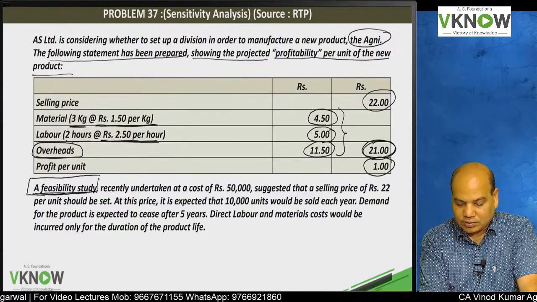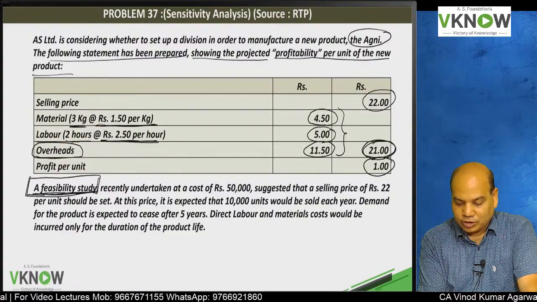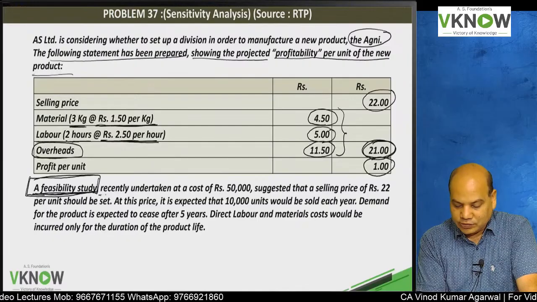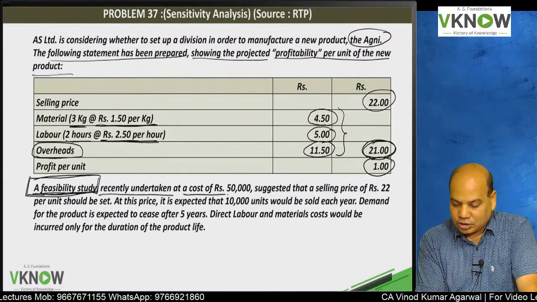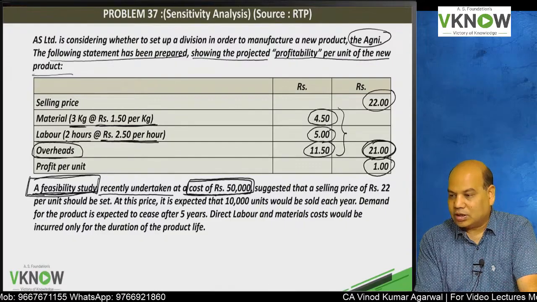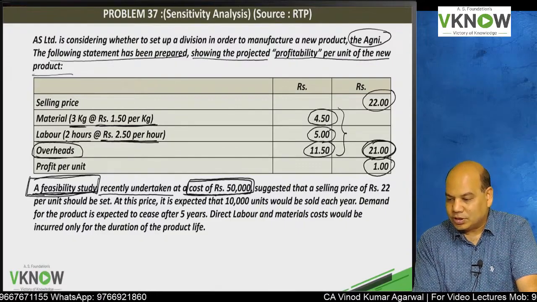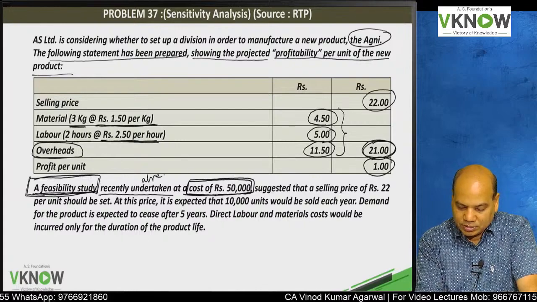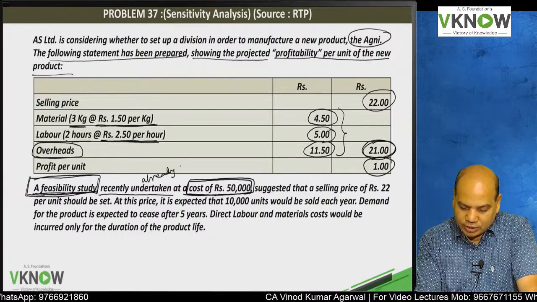Feasibility study means the company wants to see whether this project will be accepted by the market or not. Recently undertaken at a cost of rupees 50,000. Undertaken means already spent, already incurred.